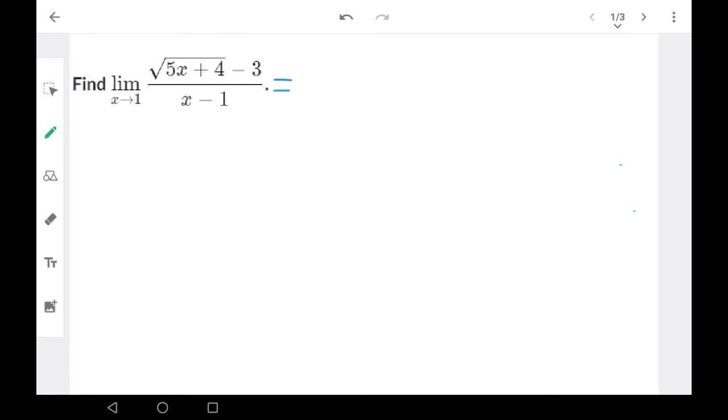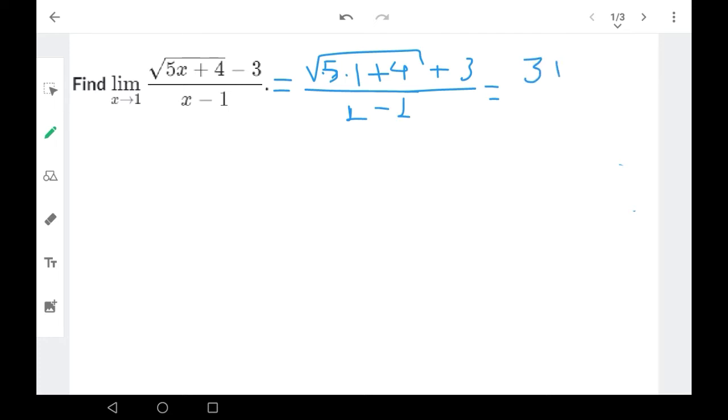So if I try direct substitution here, I will get the square root of 5 times 1 plus 4, right? That would be direct substitution. And here, of course, I have a 3. And here this would be 1 minus 1. And then I have 5 plus 4 will give me 9. So the square root of 9 is 3. So here will be 3 plus 3 divided by 0. Okay. So here what we have when we try substitution is 6 divided by 0.